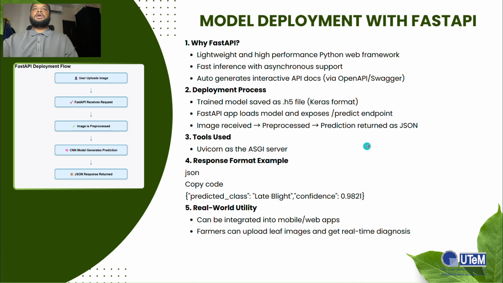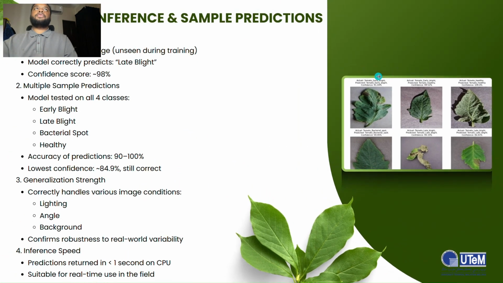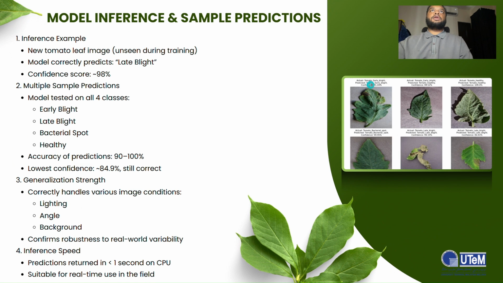The tool used is Uvicorn as the ASGI server, and the response format is JSON, like the example we have here. As real world utility, it can be integrated into mobile and web apps, and farmers can upload a live image and get real-time results. So let's move to the next part. We have here the model inference, single prediction interface example.